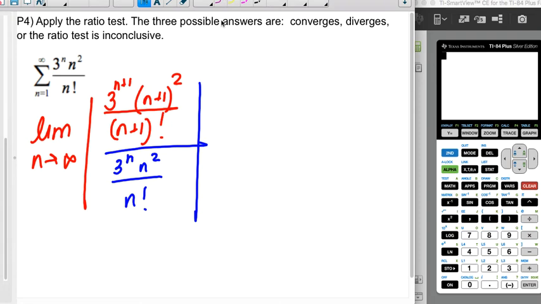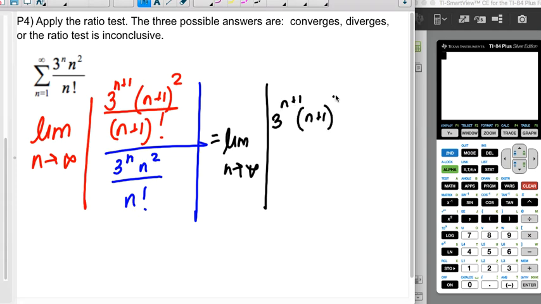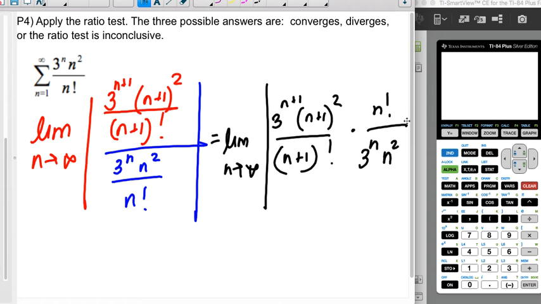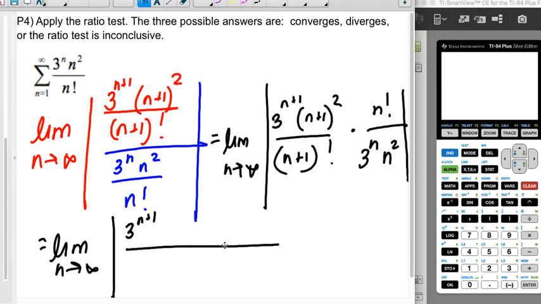So when I clean this up, I'm going to get that this is the limit as n approaches infinity of 3 to the n plus 1, n plus 1 quantity squared over n plus 1 factorial times, and when I flip the denominator, the factorial lands on the top, the 3 to the n and the n squared land on the bottom. You don't have to rearrange it this way, but it really is easier if you put it so that everybody's with their buddy, right? The 3 to the n plus 1 is on top of the 3 to the n, right? That takes care of both of those.